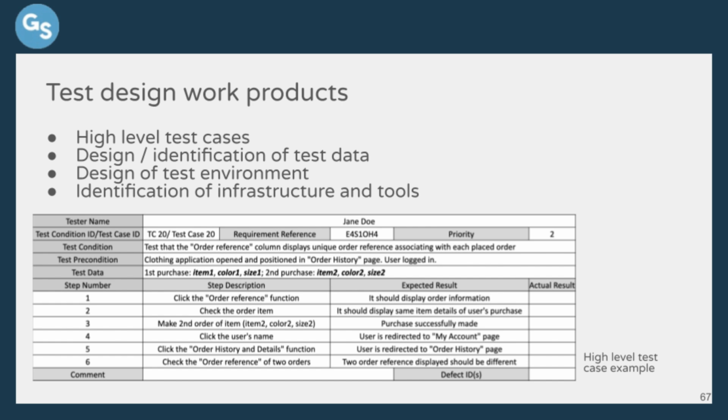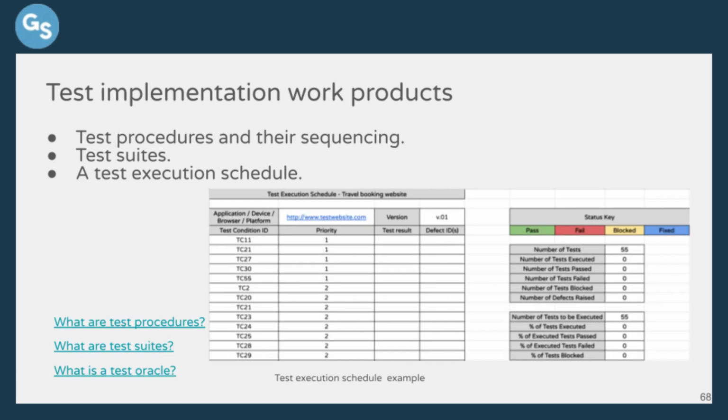Test design also leads to several important outcomes. Testers identify and design the necessary test data, create the test environment, and determine the required infrastructure and tools. However, the documentation of these results can vary significantly in extent. Test implementation generates several work products, such as test procedures with their sequencing, test suites, and a test execution schedule. Once testers complete the implementation, they should revisit the test plan to demonstrate how the test procedures connect to the plan, test cases, and test conditions.